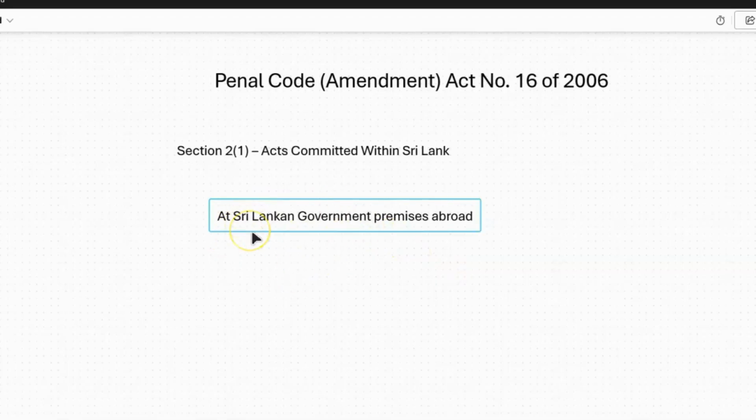The next point, at Sri Lankan government premises abroad. According to this, the offense happens at a building outside Sri Lanka that belongs to or is controlled by the Sri Lankan government or a Sri Lankan statutory body. For an example, a crime is committed in a Sri Lankan government office located in another country.